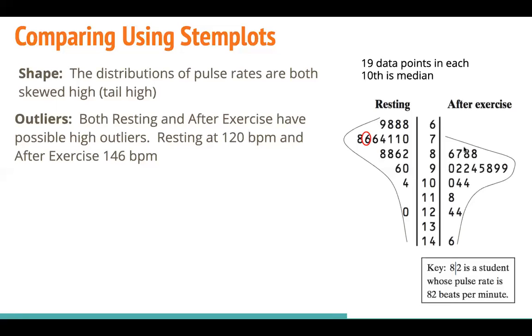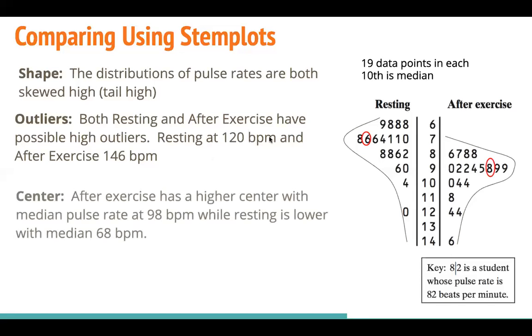And then for the after exercise, let's count 1, 2, 3, 4, 5, 6, 7, 8, 9, 10. 98 is the median for the after exercise group. So in my sentence I write, after exercise has a higher center with median pulse rate at 98 beats per minute, while resting is lower with median 68 BPM.